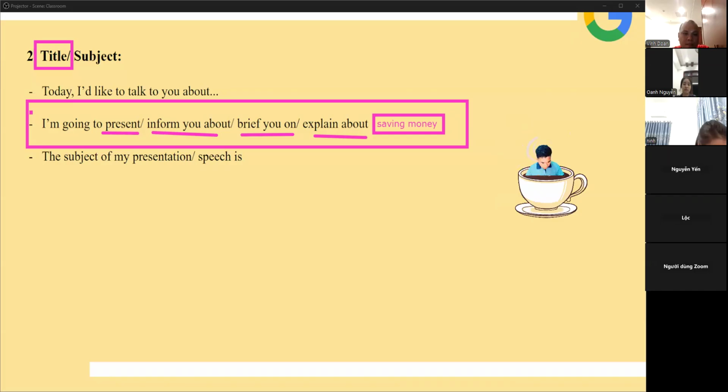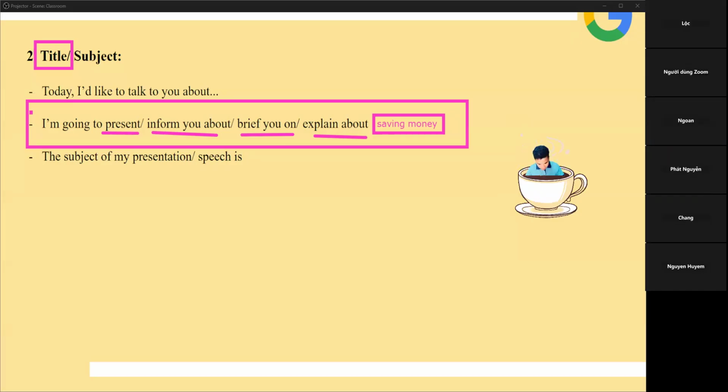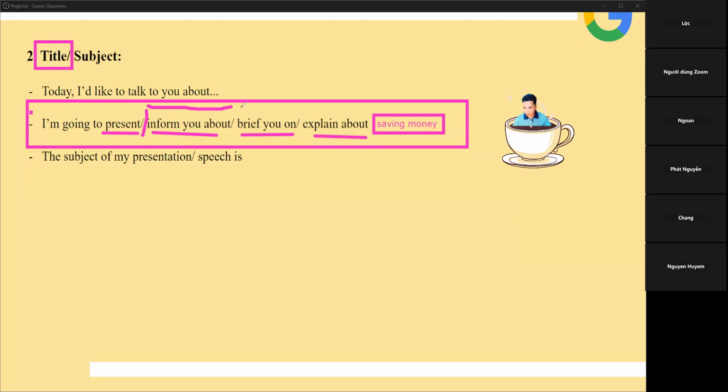Okay, let's try another student since this one is easy. How about you, Chang? Chang, are you with us? Okay. Can you please try to read the second part? But this time, I want you to say it in this way. Pick this one. Inform you about. Yes. I'm going to inform you about saving money. Okay. Very good. Next one.